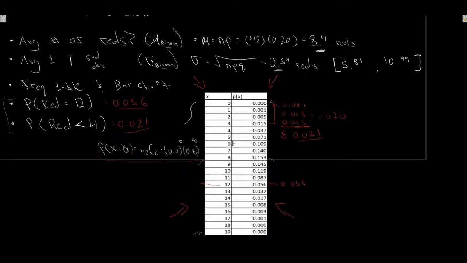But before we get there, carrying on in this video, we're going to jump over and take a look at our next discrete probability distribution, our Poisson distribution. So let's go take a look at the Poisson next.